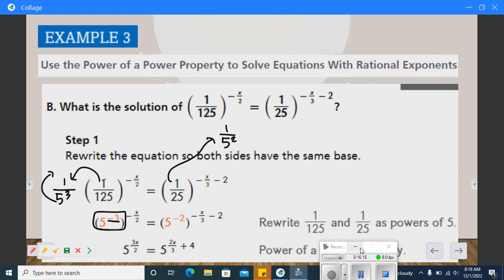So you have there 5 and 5. That has 5 to the power of negative 3 times negative x over 2, that becomes positive 3x over 2. And here you have the same base again, negative 2. Distribute it. Negative 2 times negative x is positive 2x over 3, and negative 2 times negative 2 becomes positive 4.